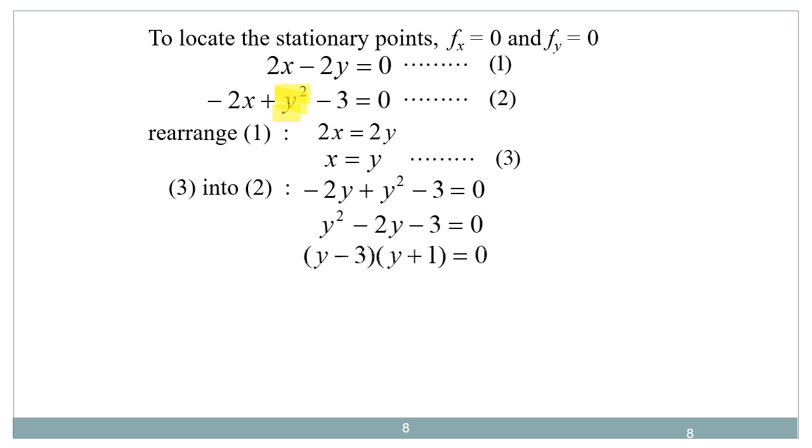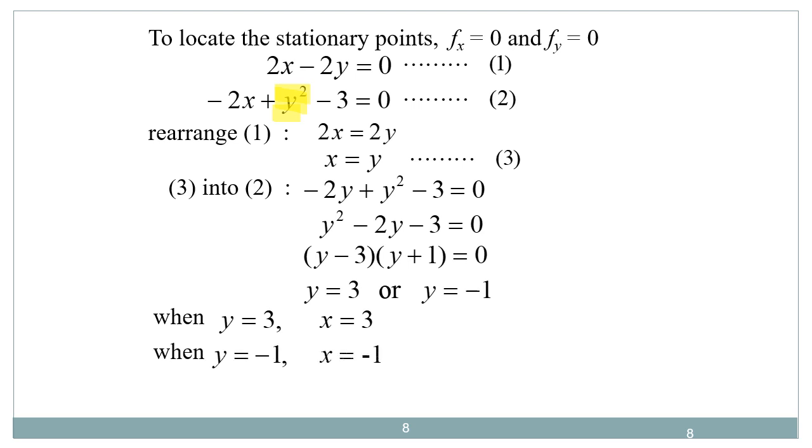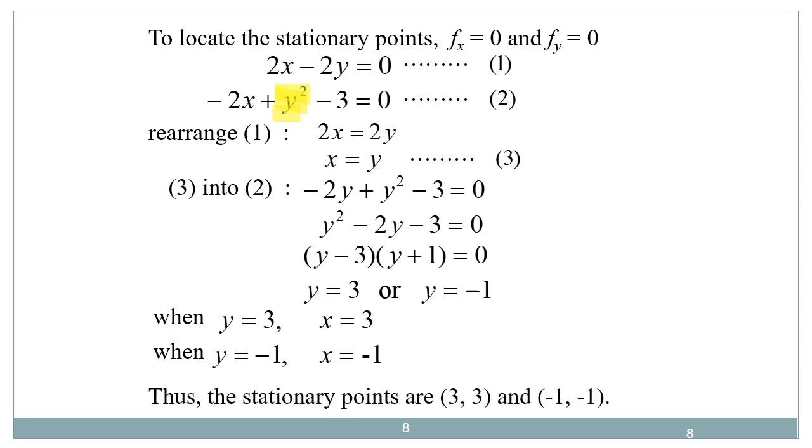So we can solve the quadratic equation directly. We get the value of y equal to 3 or y equal to negative 1. Now we have y equal to 3 or y equal to negative 1, we can find out the x for each one. So when y equal to 3, x equal to 3. When y equal to negative 1, x also equal to negative 1. So we have 2 points, which is (3, 3) and (negative 1, negative 1).